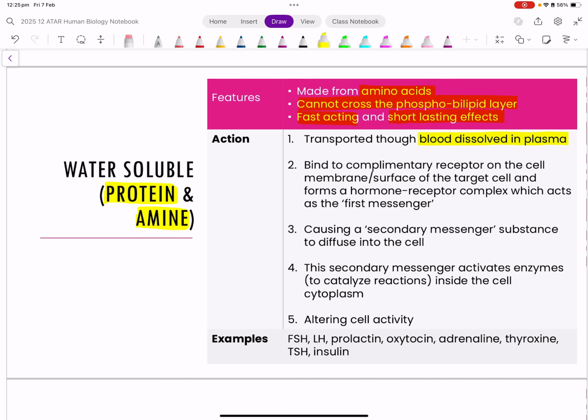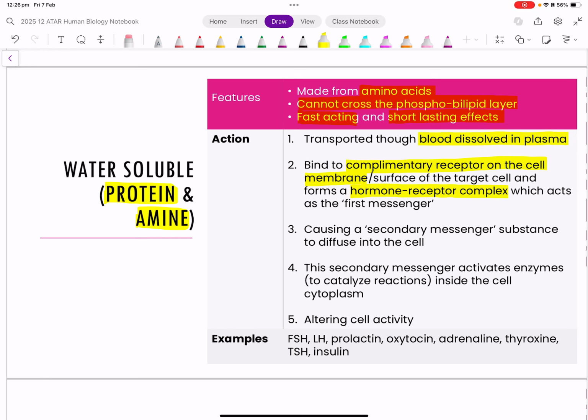Secondly, when they come to the complementary receptor on the cell membrane or the cell surface of a particular target cell, it creates and forms something known as a hormone receptor complex. This receptor complex is what we may refer to as the first messenger, but we're not too worried about this name. When we do worry about the naming of messengers is in step 3.